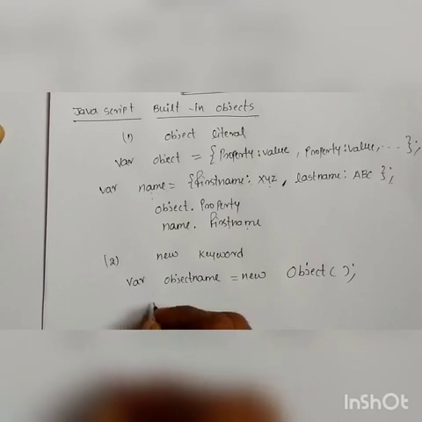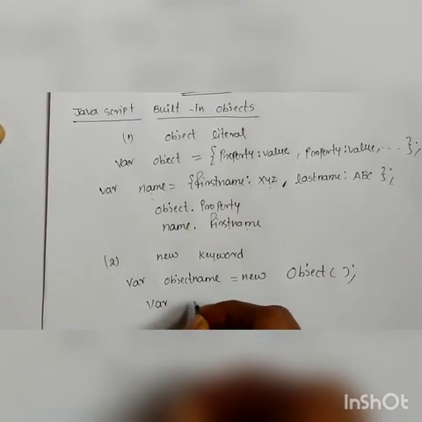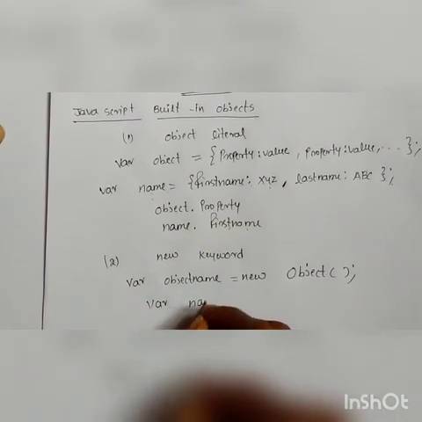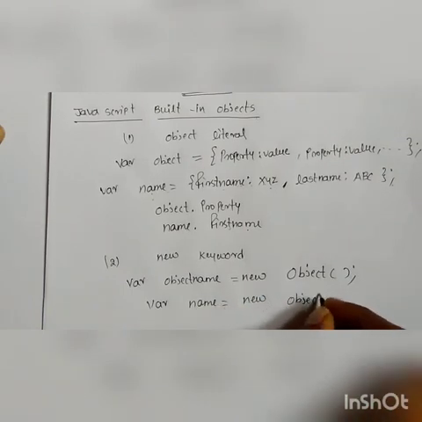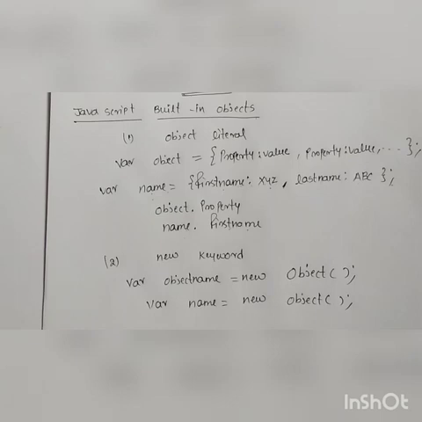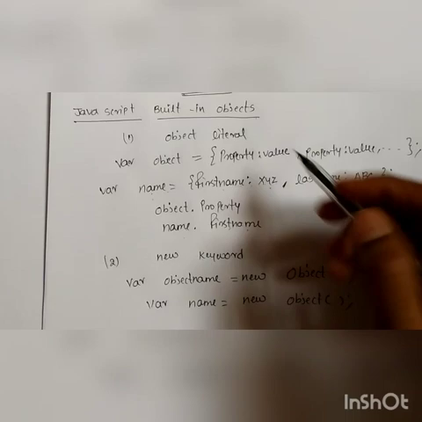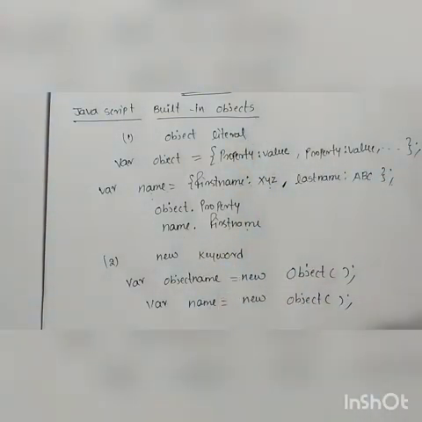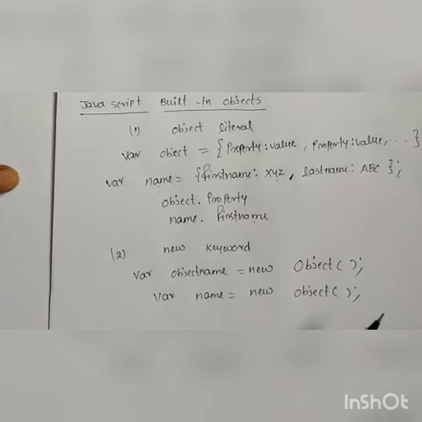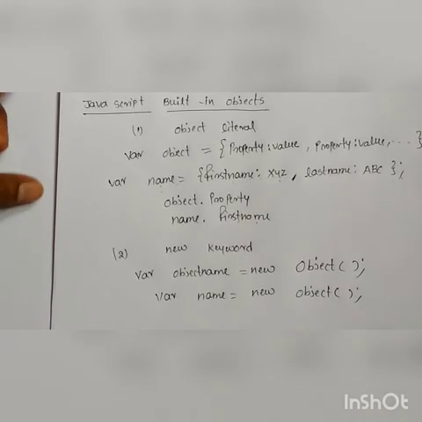Here in the example I am taking name is equal to new Object. So name is an object. Here creation is using which keyword? Here we are taking the new keyword. So this is the second method of creating objects using the new keyword. So we can create using object literal, and the second one is the new keyword. These are the ways of creating objects in JavaScript.